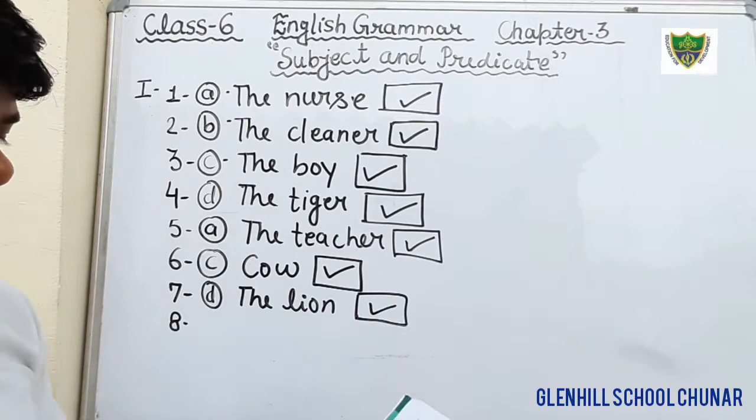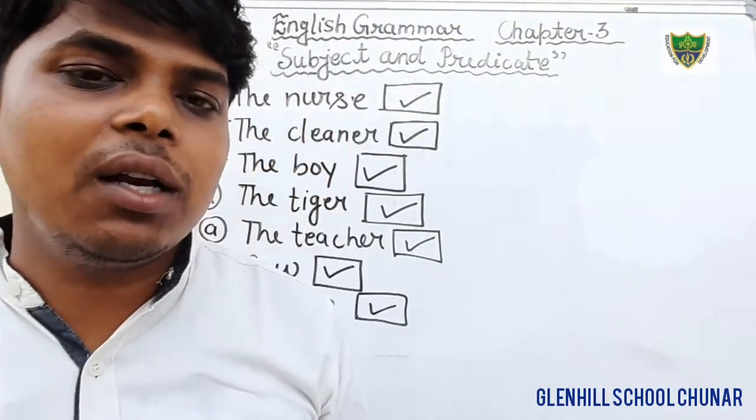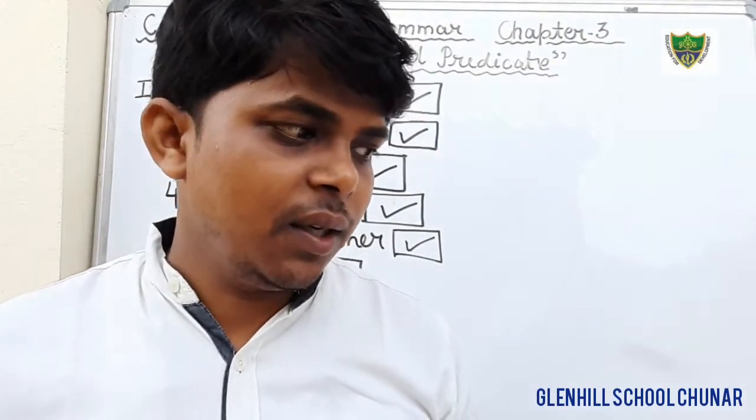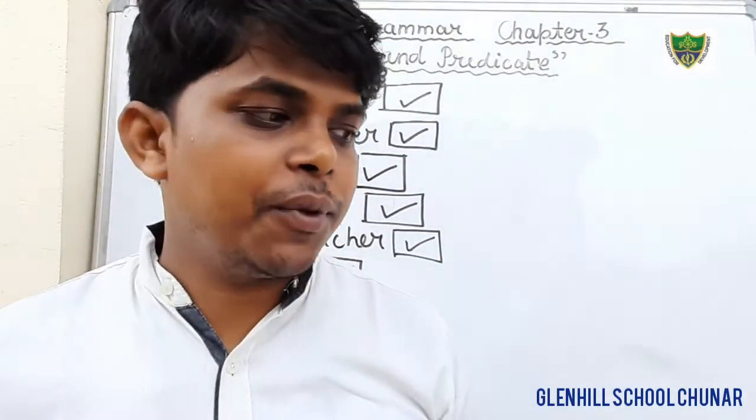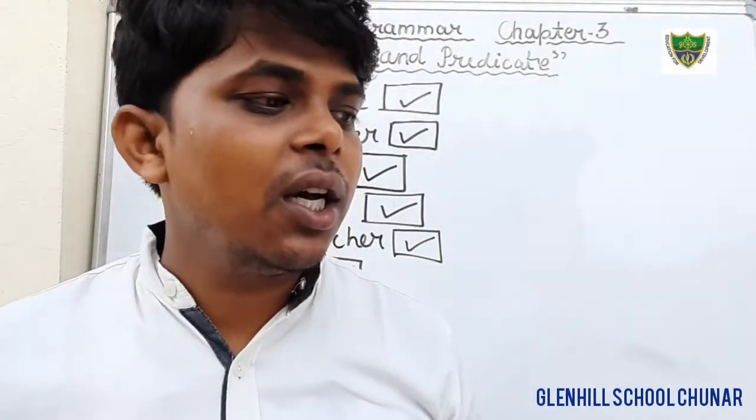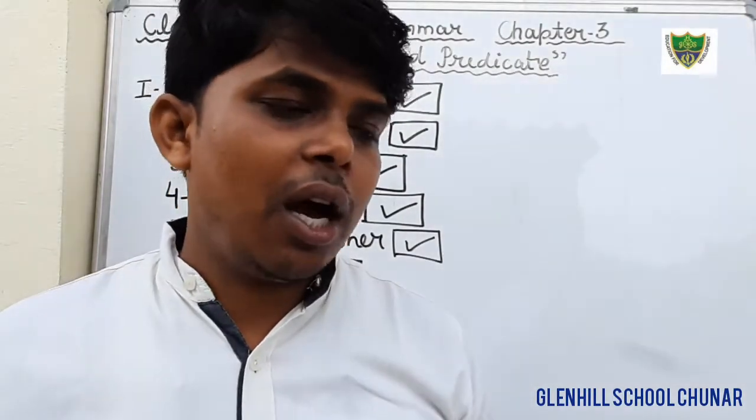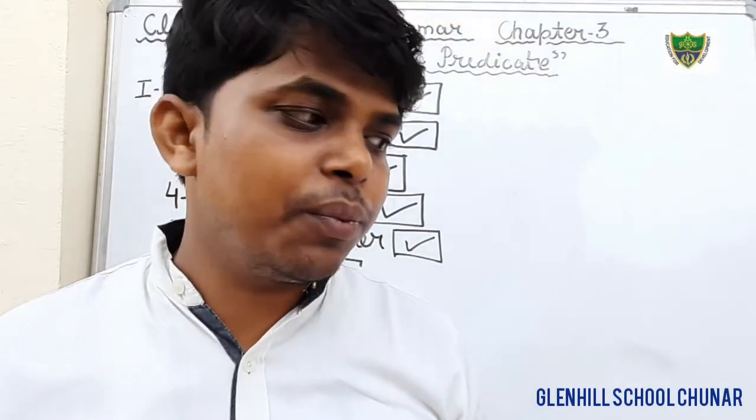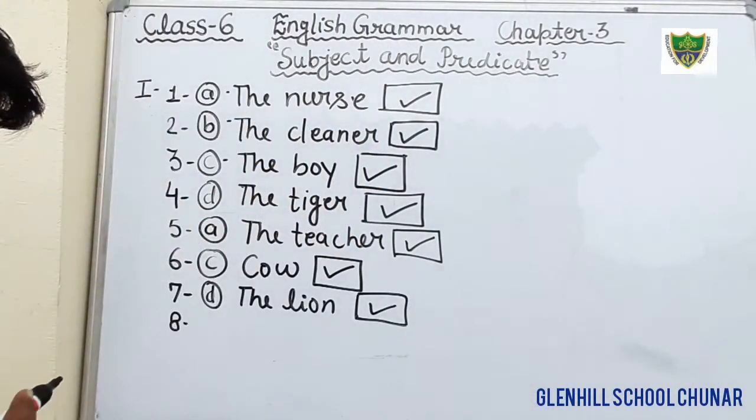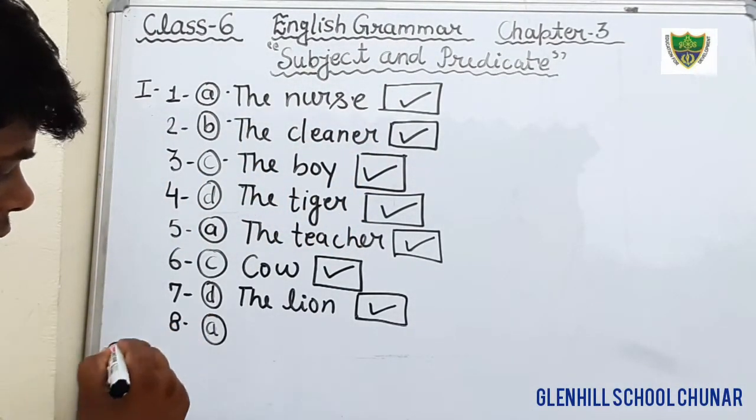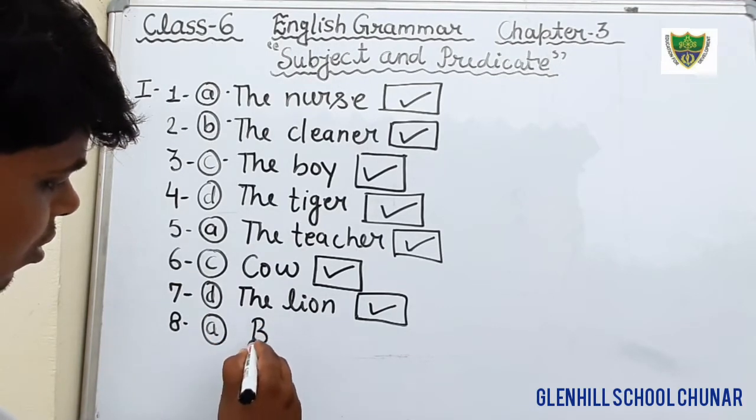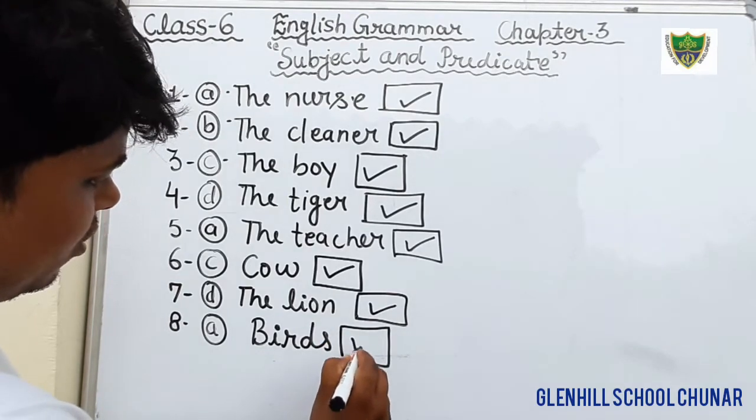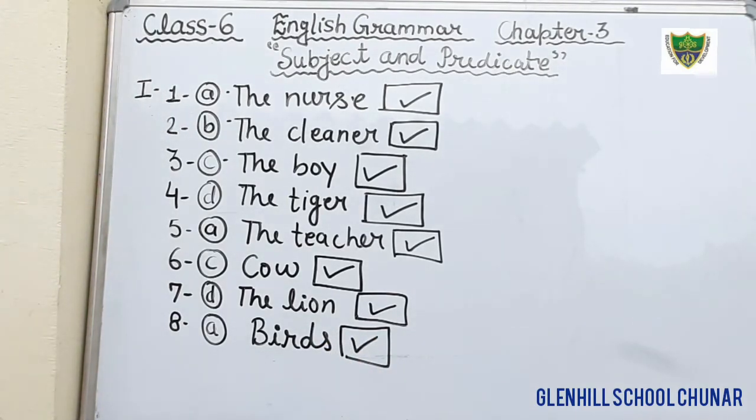Question number 8, birds are flying. What would be the correct subject? Birds. Now we will see the options. Option number A, birds. Yes, that is correct. Birds are, no, that is false. Option number C, flying, that is also false. Birds flying, that is also false. So in question number 8, option number A, birds is the correct option. Just tick on it. Okay students, just do it.